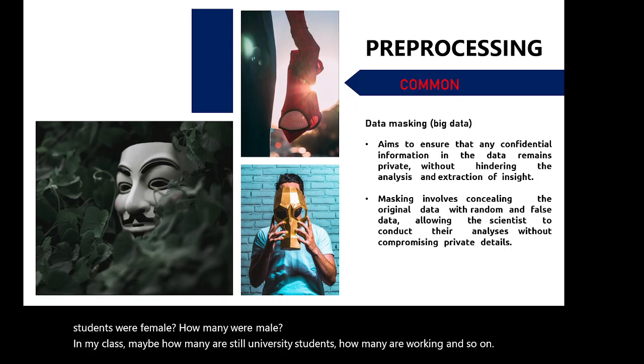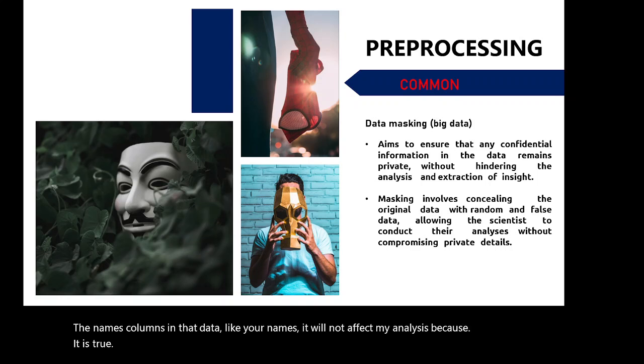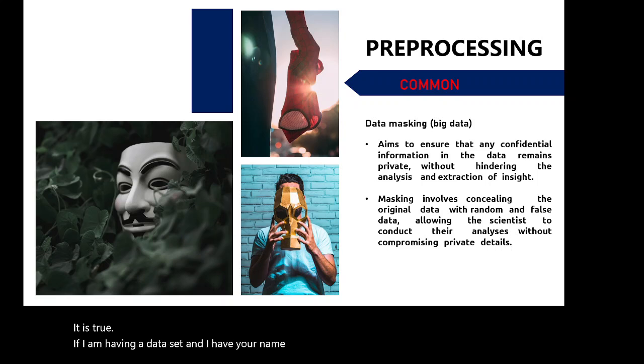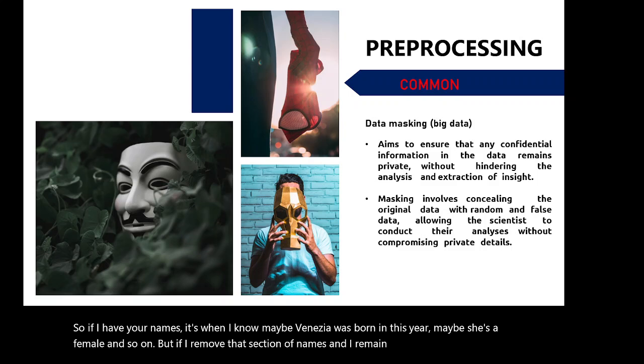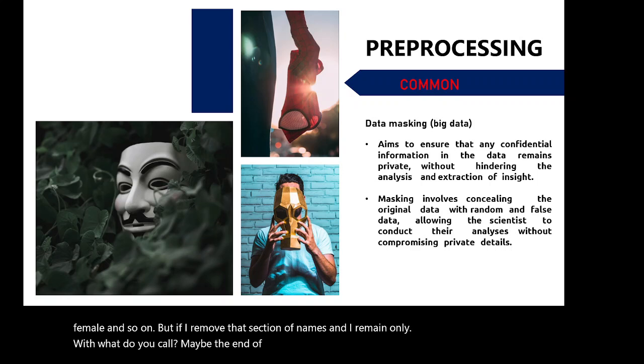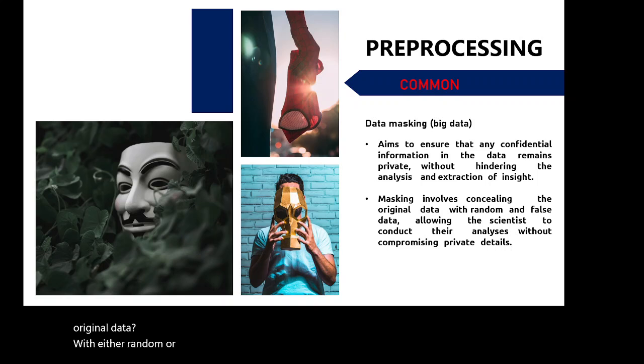If I remove the names column in that data, like your names, it will not affect my analysis. If I am having a data set and I have your name, year of birth, and so on, it's when I have your names that I know maybe Venetia was born in this year, maybe she's a female, and so on. But if I remove that section of names and I remain only with maybe the year of birth and so on, it will be very difficult to know whose specific data that is. That is called now masking. Like you are trying to conceal the original data with either random or false data, allowing the scientists to conduct the analysis without compromising on private details.